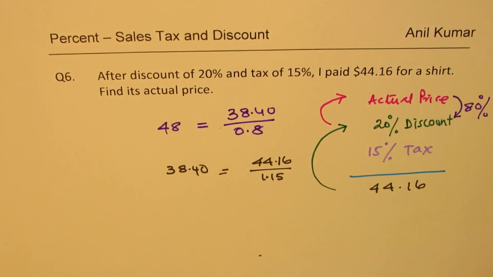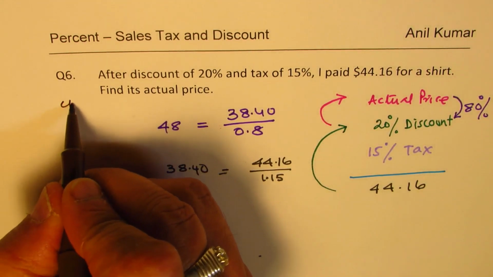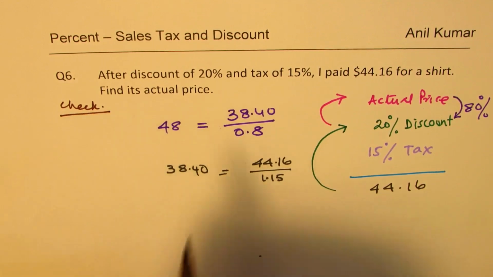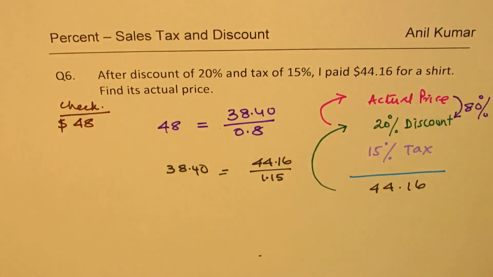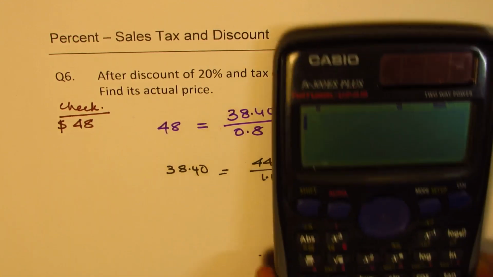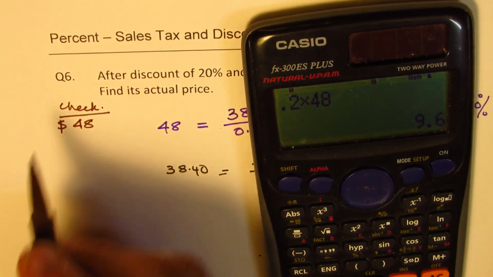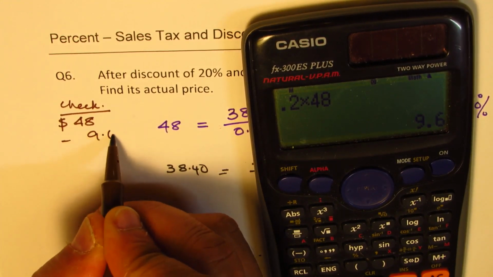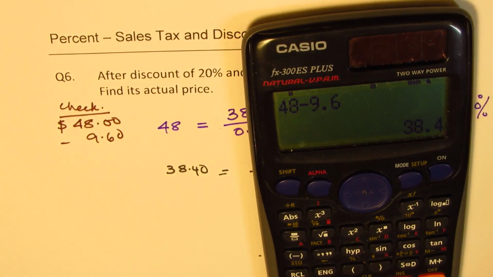Do you understand the concept, right? So it's a very important concept. How do you go back? Now let's check our answer. So if we start with $48, then 20% off means 0.2 times 48, which is equal to, in decimals, 9.6. So we'll do minus 9.60, right? So we get 48 minus 9.6, which is equal to 38.40.